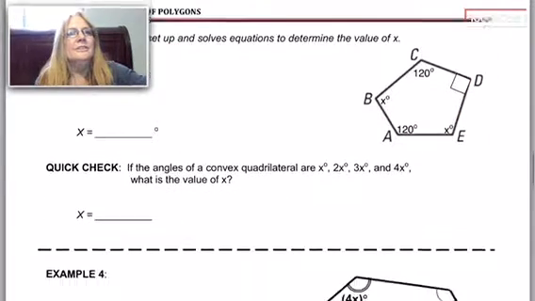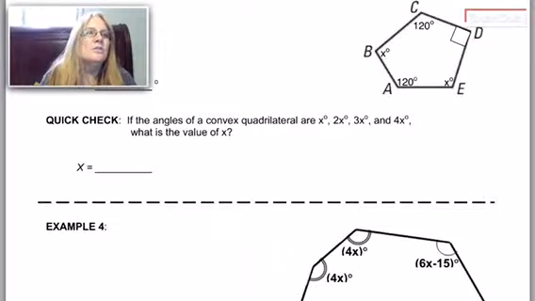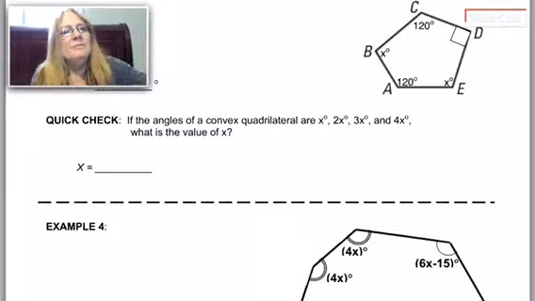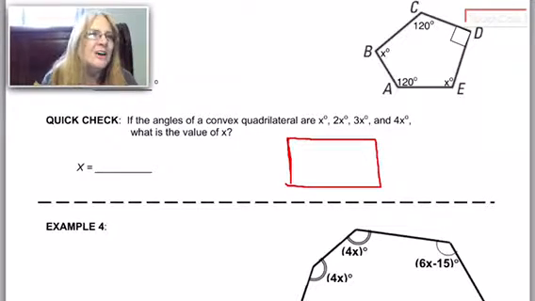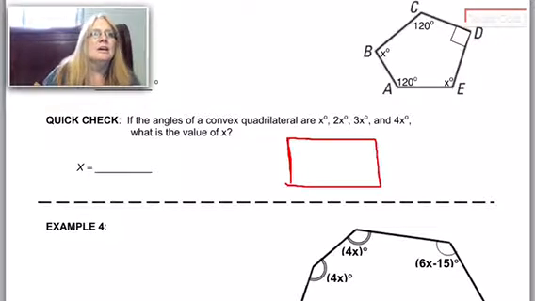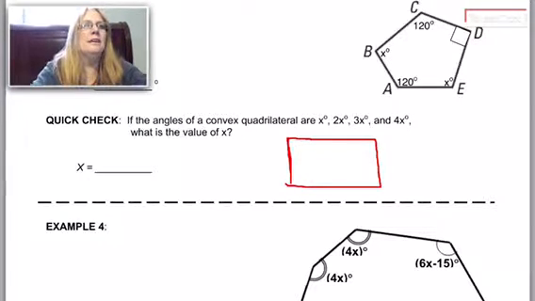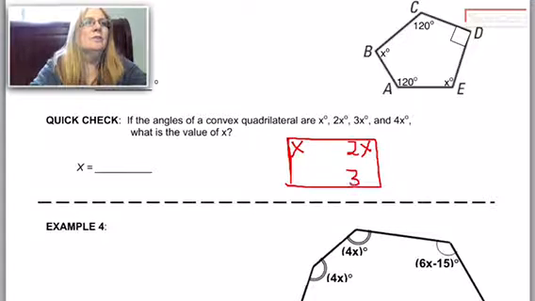Okay, now let's look at the quick check. Little different here. If the angles of a convex quadrilateral are x, 2x, 3x, and 4x, what's the value of x? Let's think about this. I'm not going to try and draw this to scale, but I am going to just draw a 4-sided figure. It just helps me to put it in perspective where I can put these x's in my angles. So one angle would be x, another angle would be 2x, another angle would be 3x, and another angle would be 4x.